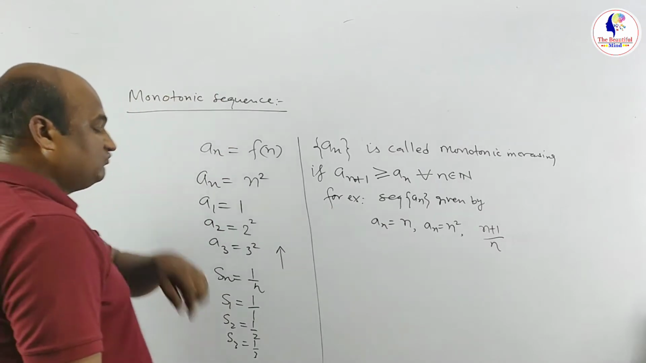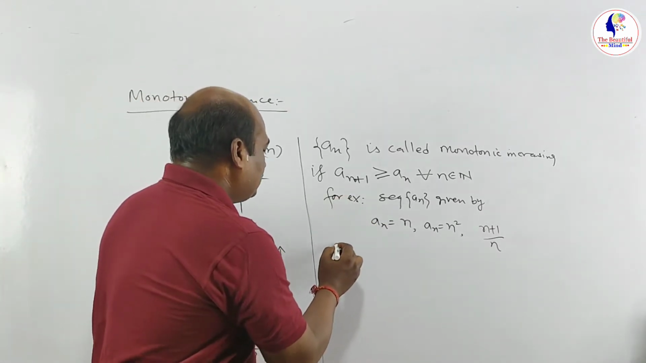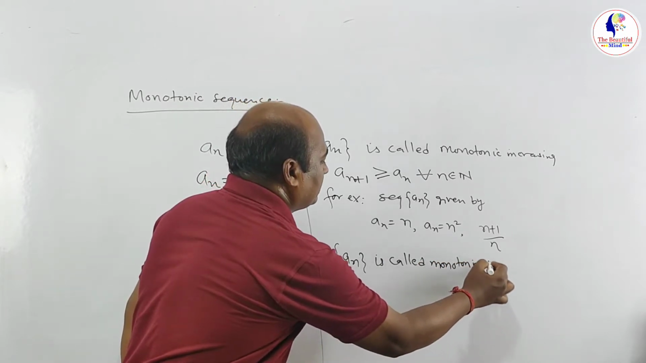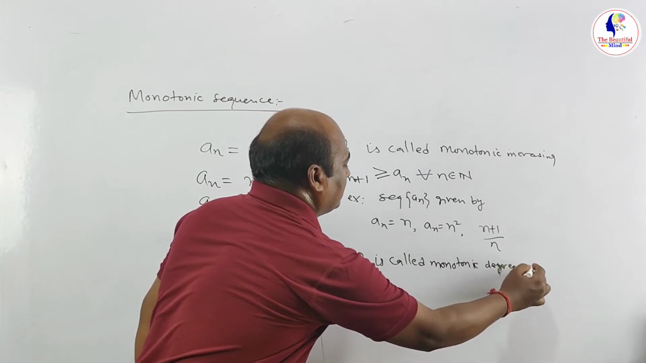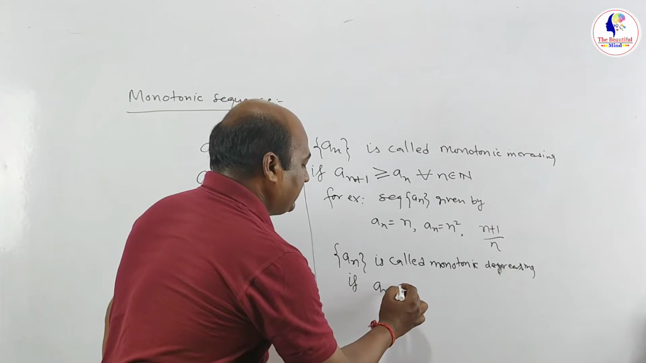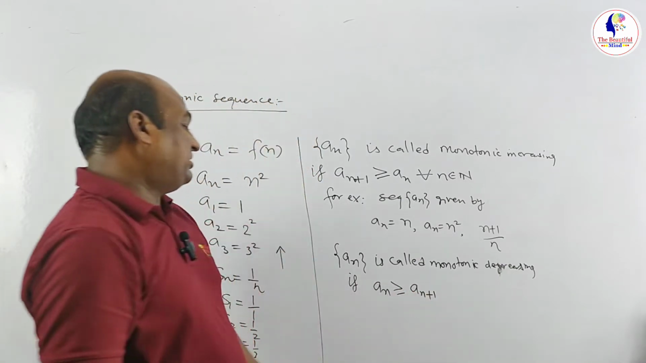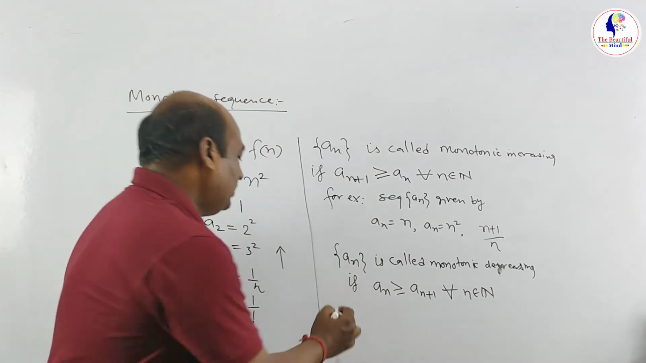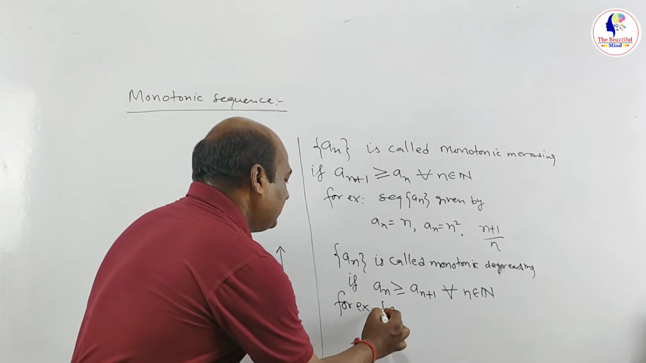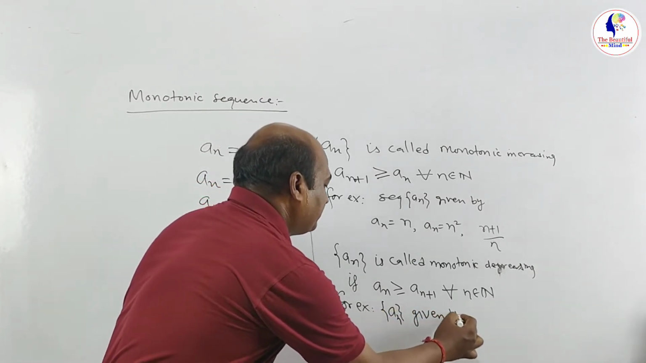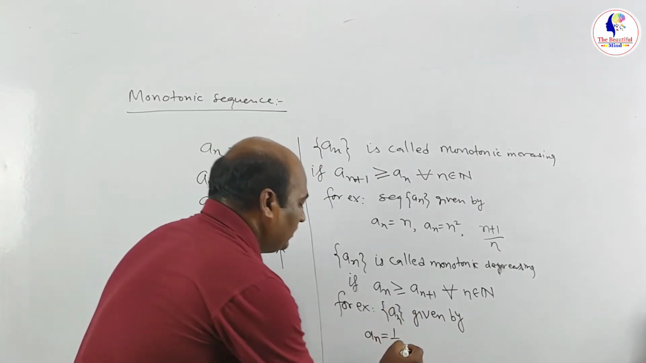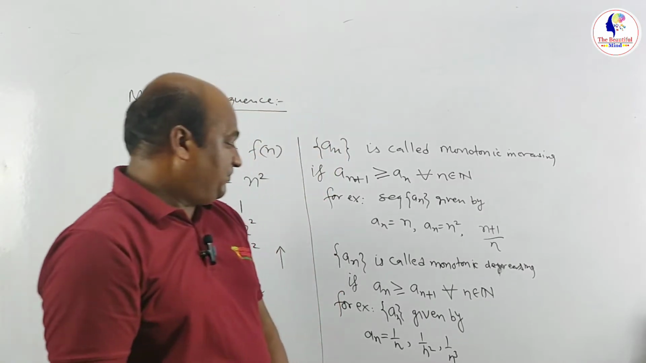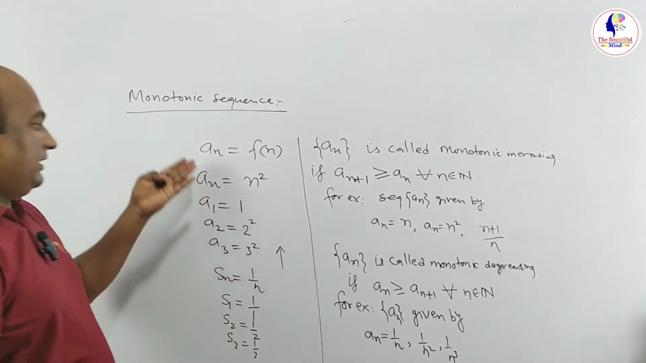Again, a sequence an is called monotonic decreasing if an is greater than or equal to an plus 1. That is, the present term is greater than or equal to the successive term for all n belongs to the set of natural numbers. For example, the sequences given by an is equal to 1 by n, or 1 by n square, 1 by n cube, like this. So these sequences are monotonic decreasing sequences, as we have already seen in the examples.